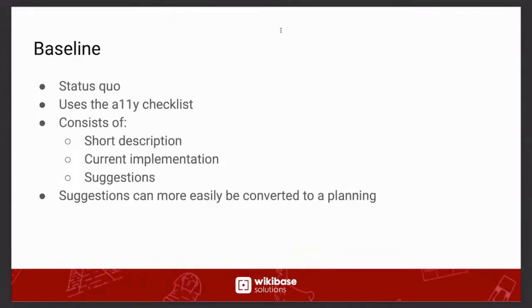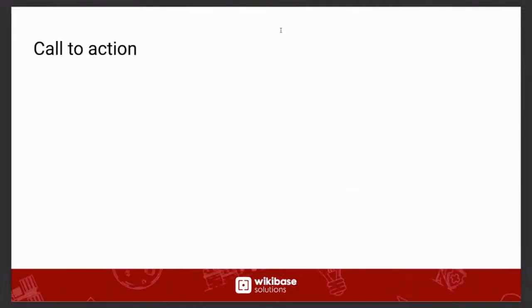So for Wikibase, we had to do this for a customer. We had to look at how well our digital accessibility was, and so for that we made a baseline, which is how accessible our current wikis are, so the status quo. For that, we used the A11Y checklist and looked at each point of the checklist to see if it had been implemented, how well it had been implemented, and possibly suggestions for improvements. And these suggestions can easily be converted to a planning.